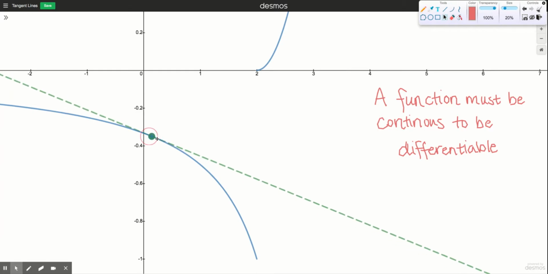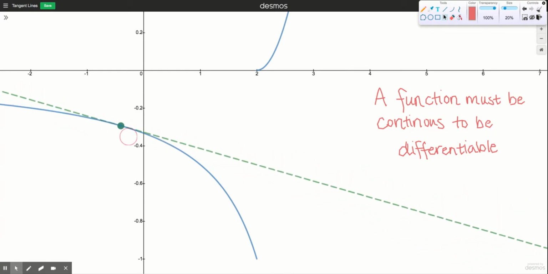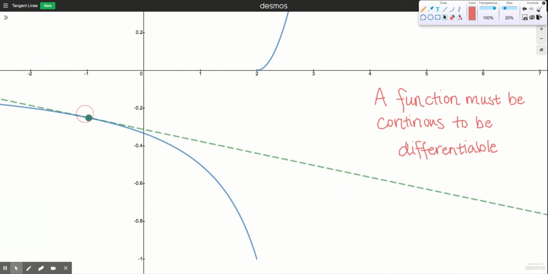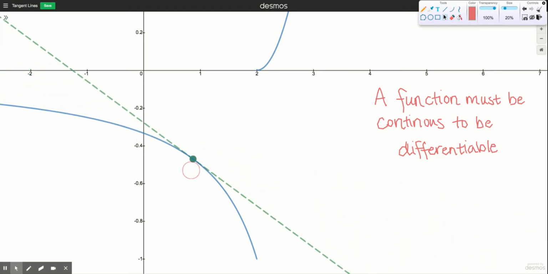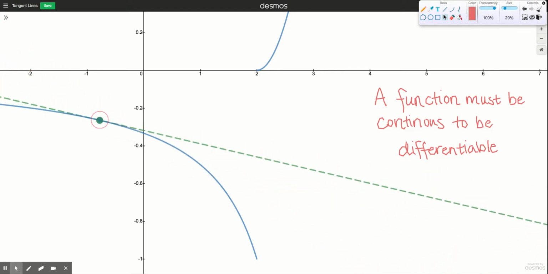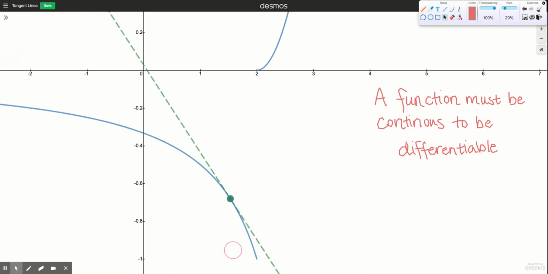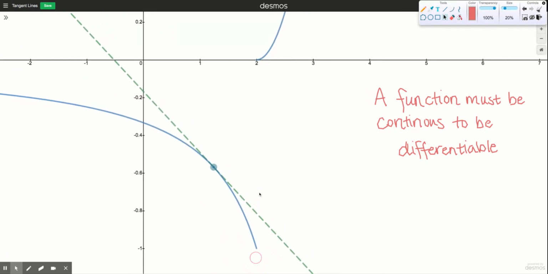So this function is very much differentiable at all these points over here. You can just see it's the tangent line. You get the tangent line, you take the slope of it, you found the derivative. And then if you were to go all the way up to this part of the function, you can see again very clearly the problem comes right from here.